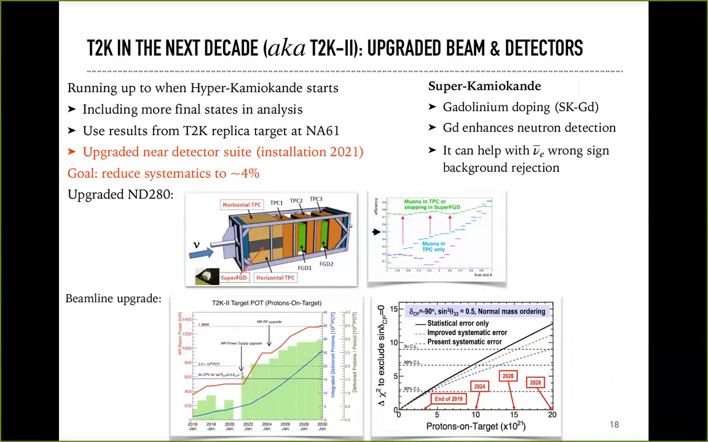This is in parallel as well with an upgrade of the near detector, which, as I mentioned, is crucial for the determination of the cross sections. And this is up to 2025, when Hyper-Kamiokande will be at the verge of starting to take data. One thing to highlight before we move on to the next slide: Super-Kamiokande has been doped, or will be doped, with gadolinium, has been refurbished. Actually, there is a slight delay due to COVID-19.